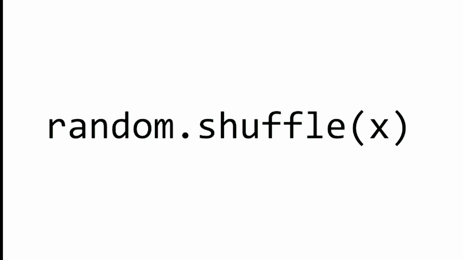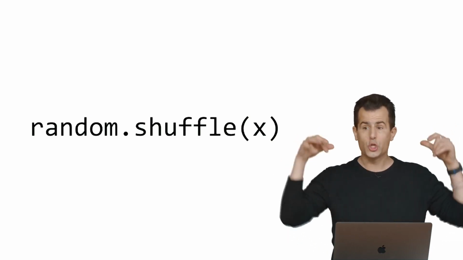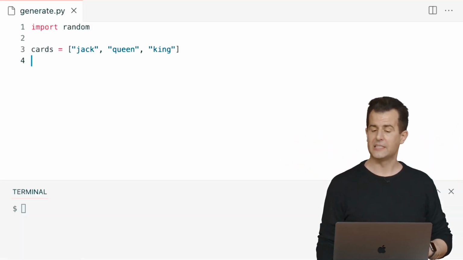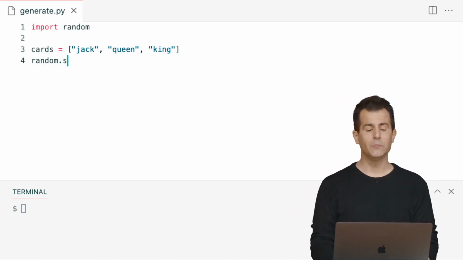If you read the documentation for random.shuffle, you'll see that it shuffles the argument in place. That is, unlike many of the functions we've seen, it doesn't return to you a value that contains the shuffled cards in this case. It actually shuffles the list it's given itself. So what this means for my code is that I need to do something like this. random.shuffle and pass in the variable containing those cards.